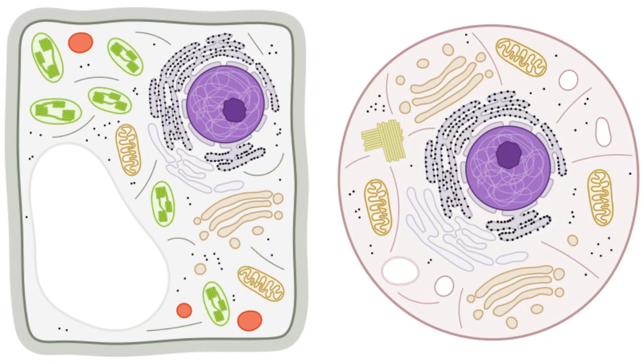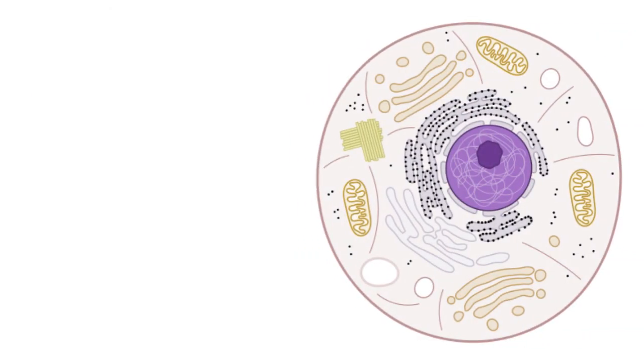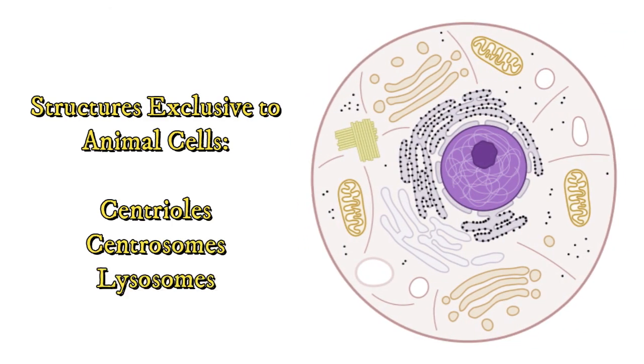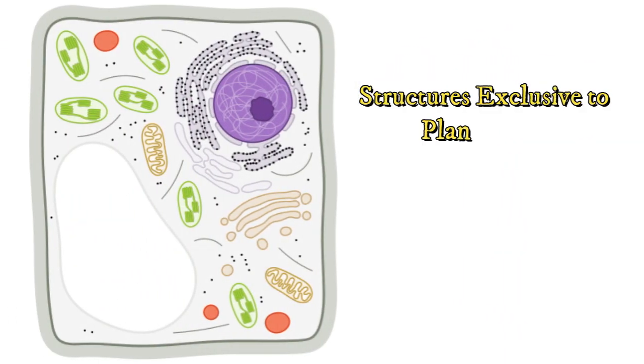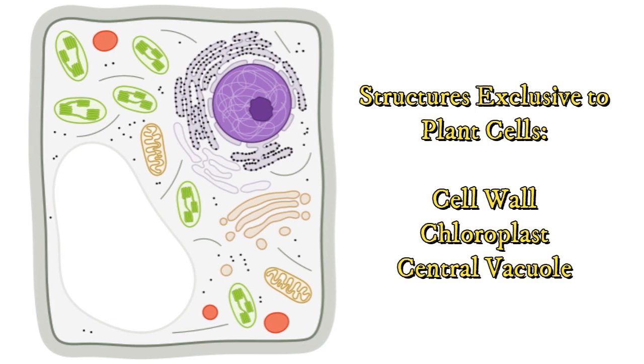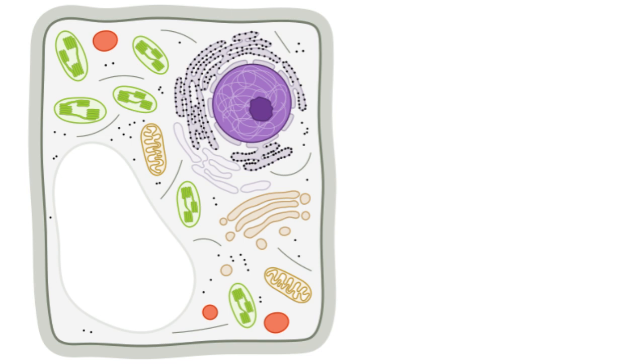And due to these lifestyles, there are some differences between plant and animal cells that all relate back to the structure and function. Animals have centrioles, centrosomes, and lysosomes, while plants do not. Plants have a cell wall, chloroplast, and a large central vacuole, while animals do not. Let's start with the cell wall.